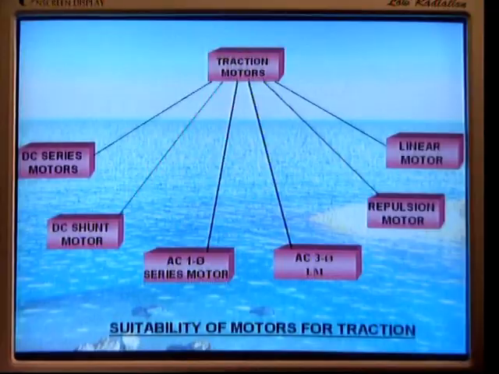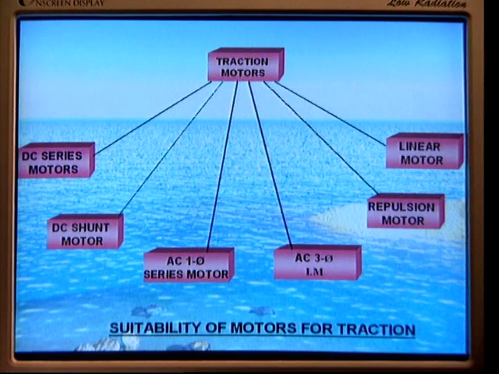On the AC side, the main motor is the AC single phase series motor, and the AC 3-phase induction motor, repulsion motor and linear motor. These are the motors for traction. In this class, we shall discuss a few of the motors in detail. Now, let us go to the DC side, the DC traction system.